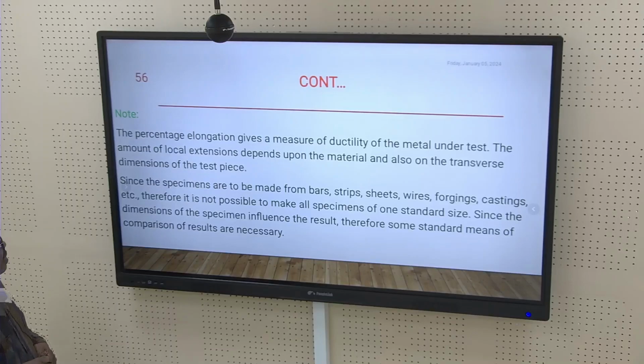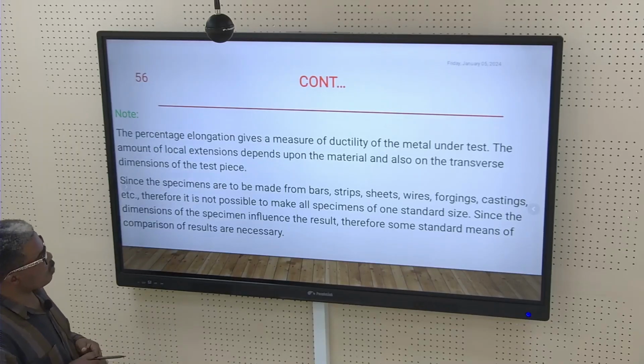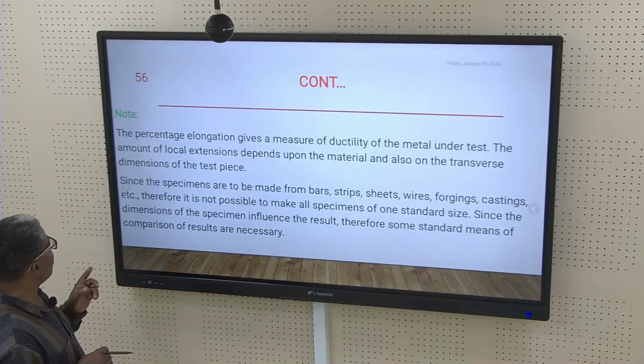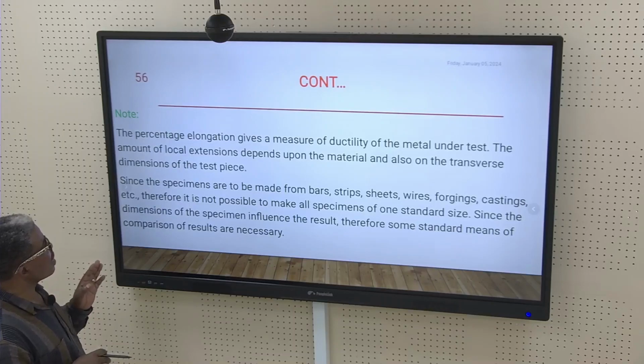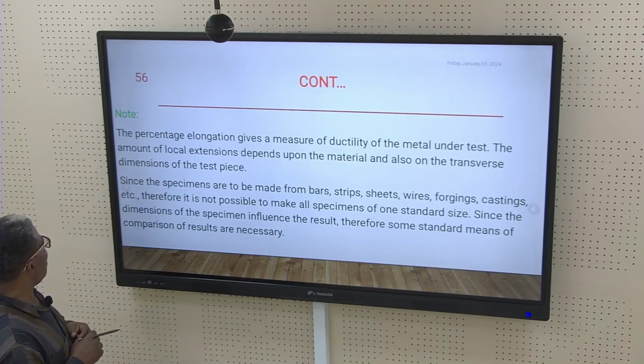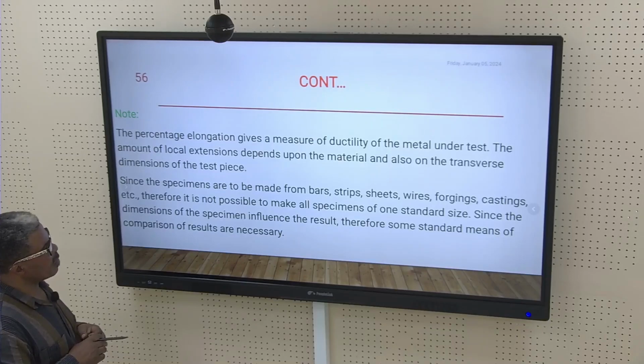The percentage elongation gives a measure of the ductility of a metal under test. That's the essence of finding the percentage of elongation, in order to make comparisons of material properties. The amount of local extension depends upon the material and also on the transverse dimensions of the test piece or specimen.